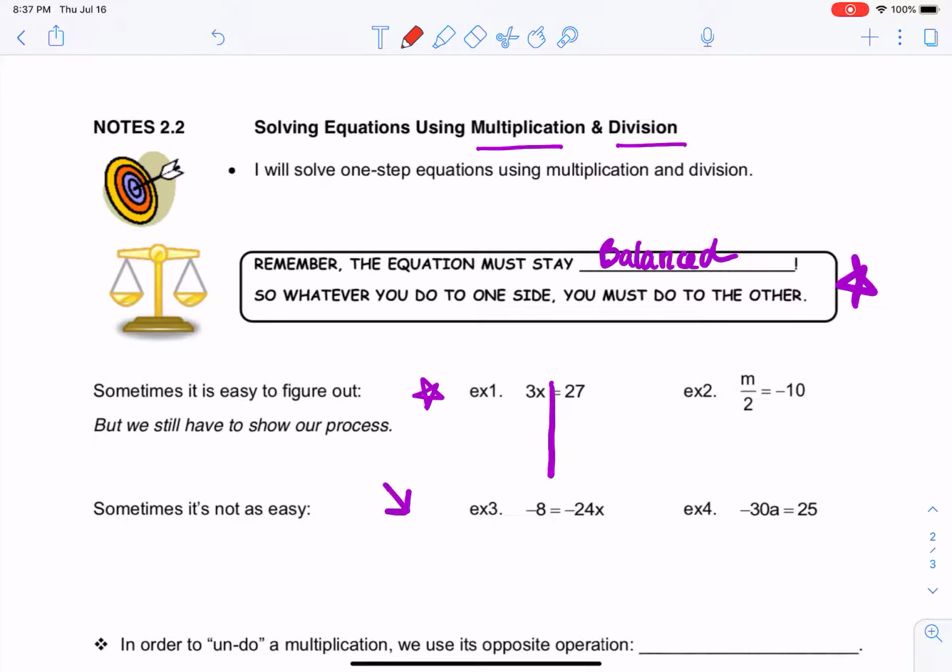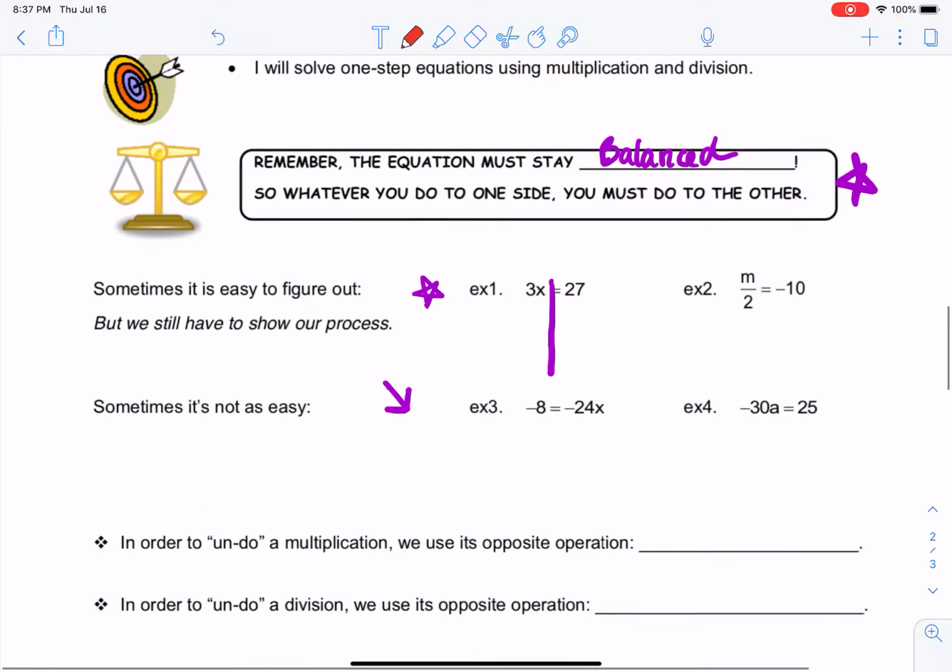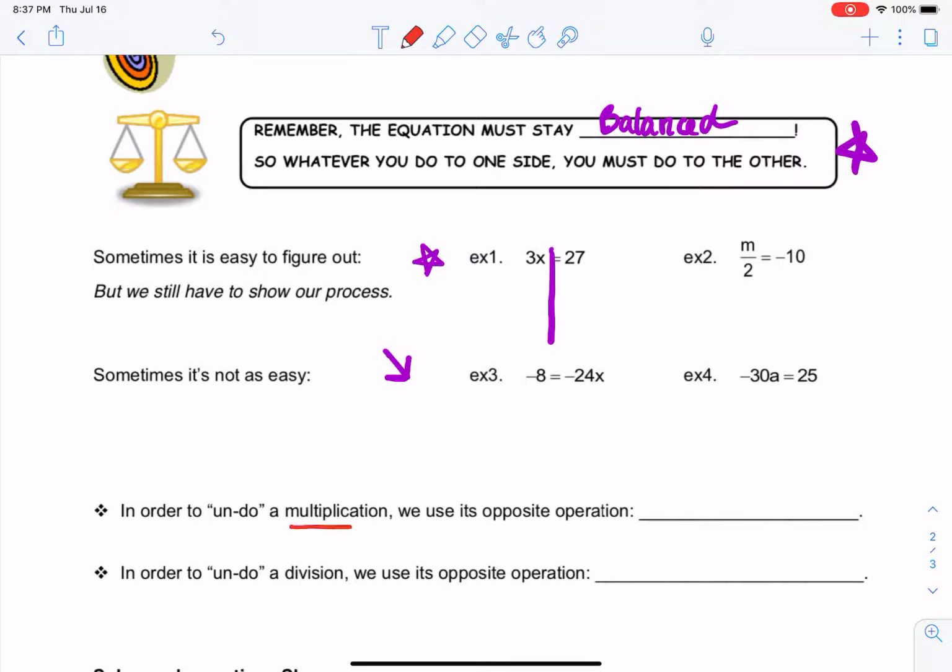So I'm going to undo my multiplication problem here. This is a multiplication problem, so I undo it by dividing on both sides. So 3 times x, I'm going to undo that by dividing by 3 on both sides. 3 divided by 3 is just 1, so I'm left with just a 1x. 27 divided by 3 gives me 9.